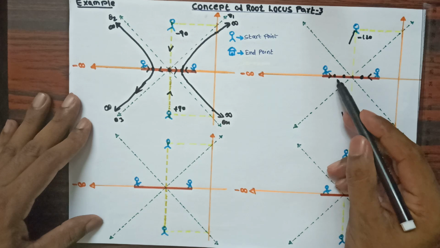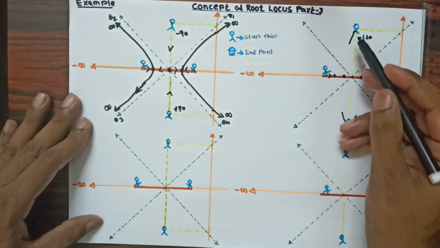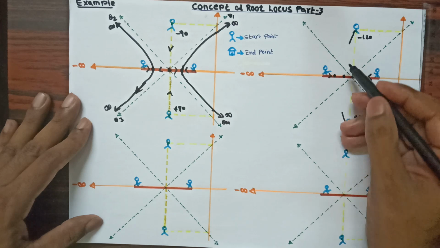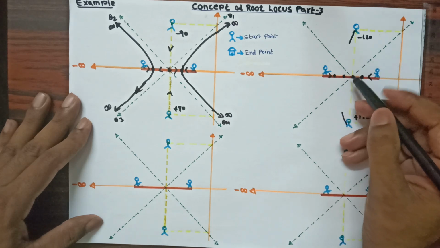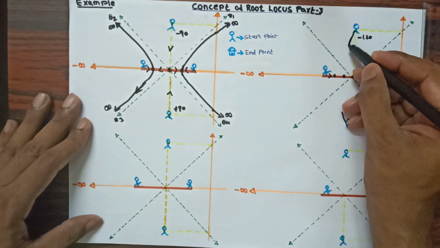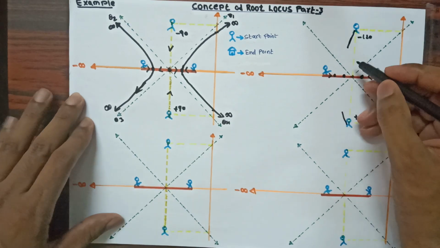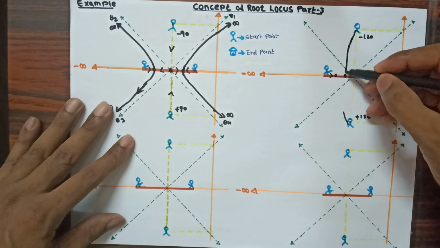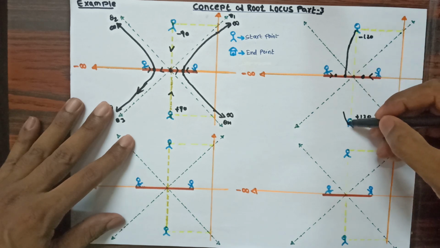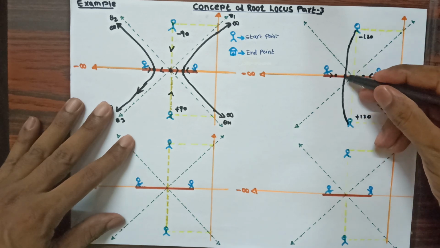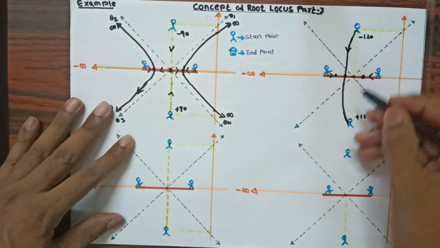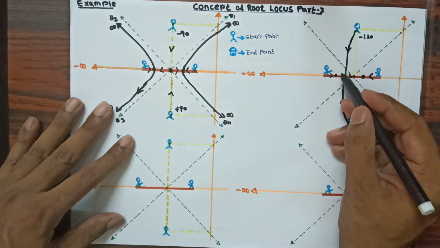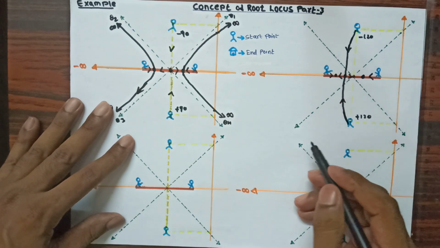Now here I have provided three breakaway points. Now with respect to this angle, this point is near for these two persons. They are going to come to this point. In this way. And then one will move to the right hand side, and the other will move to the left hand side.